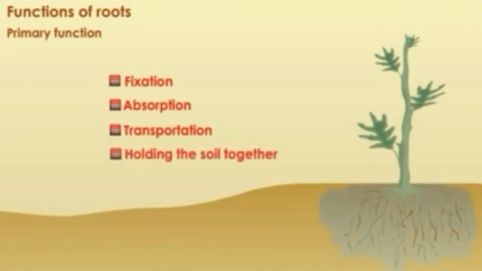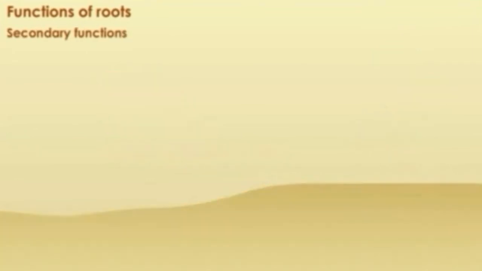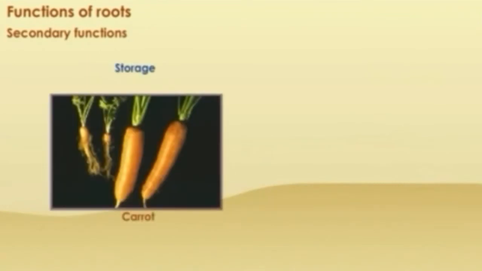Roots bind the soil together with the plant, keeping it in one place. They grow in the direction where they find the right amount of air, water and nutrients. There are two types of root. Number 1, taproot and number 2, fibrous root.